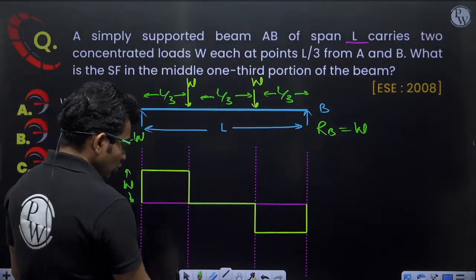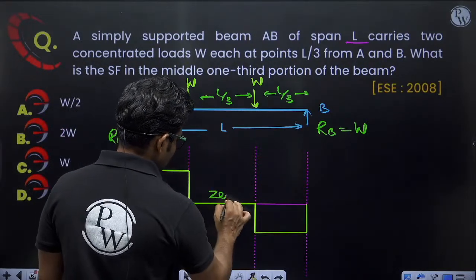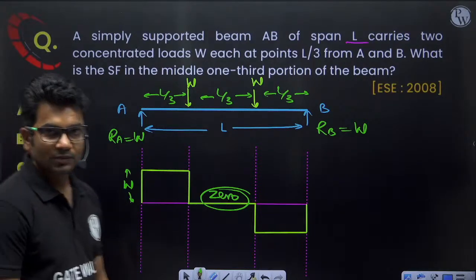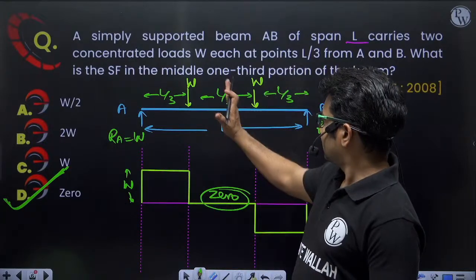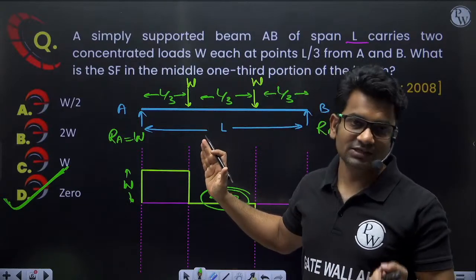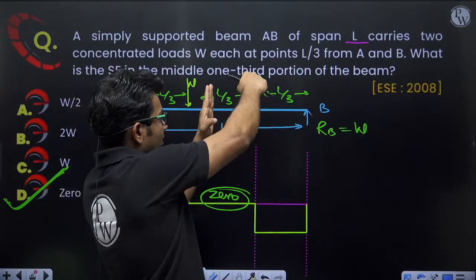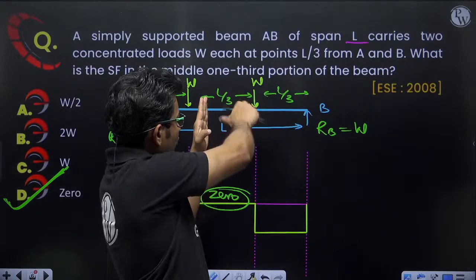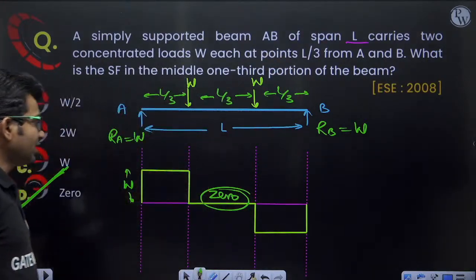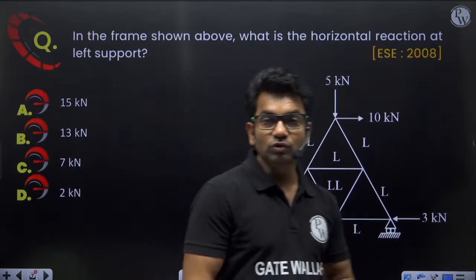So in this region, shear force will be 0, or you can simply see that if I take a section here, W minus W, the resultant is 0. If I take shear force towards the right of the section, this is clockwise W, this is anti-clockwise W, resultant will be 0. So here in this portion we will be getting zero shear force. I hope it is clear. Let's move on to the next question.